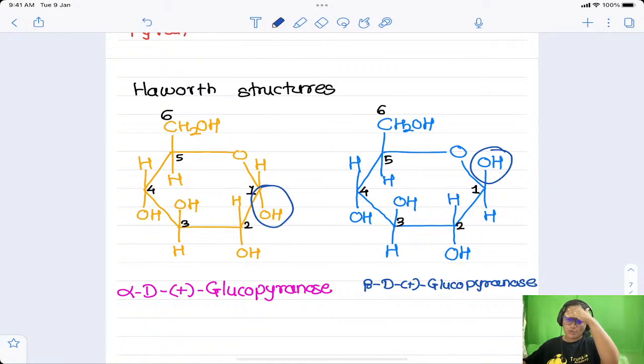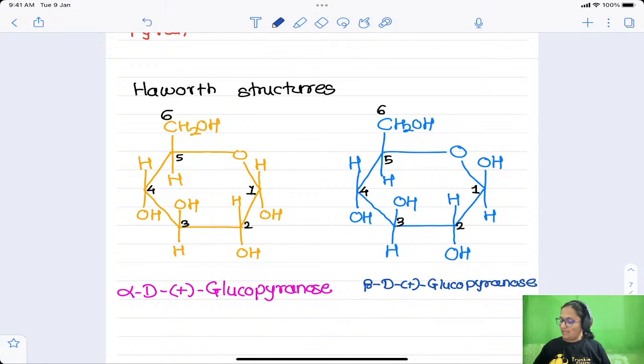Alpha and beta are related to carbon number 1, the position of the OH group, either down or up. Down is alpha, up is beta. Whereas capital D is related to carbon number 4, the carbon before the anomeric carbon. OH is on the right hand side, that is down, therefore it is capital D.